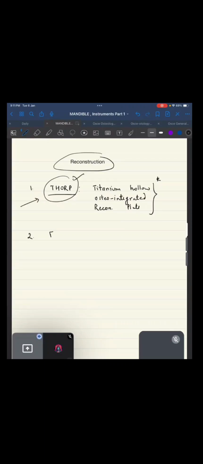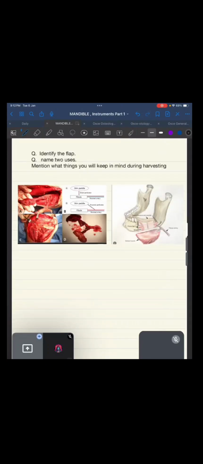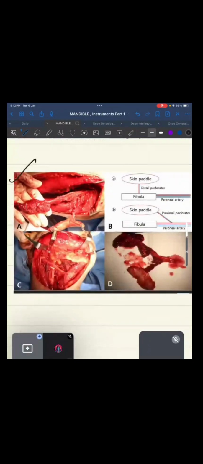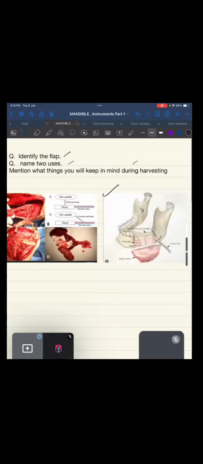Now the second important part is the fibula flap. This is an individual OSCE in itself. Let's see about it. Guys, these are the two images that can be asked from the fibula flap. You can be asked to identify the flap. You can be asked about uses of the flap, and they'll ask you what are the things that you will keep in mind while harvesting the flap. I'm enlarging the image. This can be one of the OSCE, or this is the traditional one.